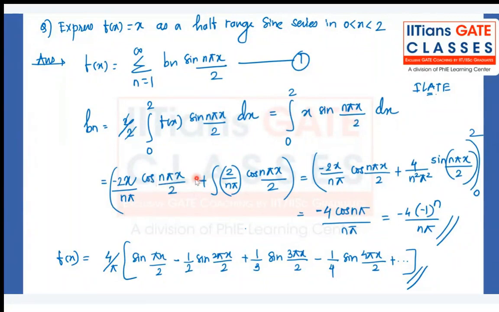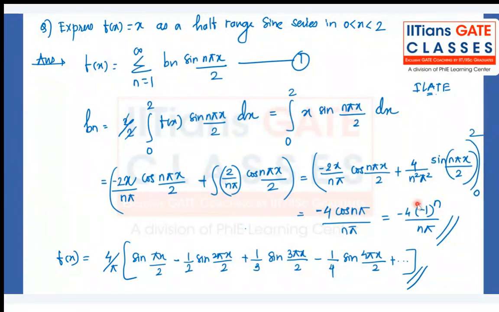So this will look like this, plus differentiation of first term is 1, integration of second term is minus cos of n pi x by 2 divided by n pi by 2. So it will be 2 by n pi, and this minus minus becomes plus, and you have to integrate it one more time, which will look something like this. So this will become 4 by n square pi square. Integration of cos is sine, so sine of n pi x by 2. And then you'll put the limit 0 to 2.